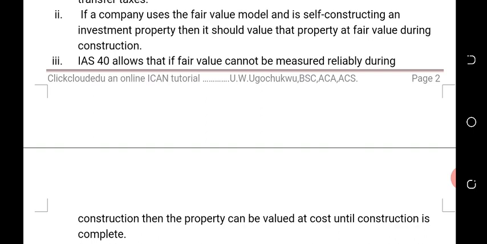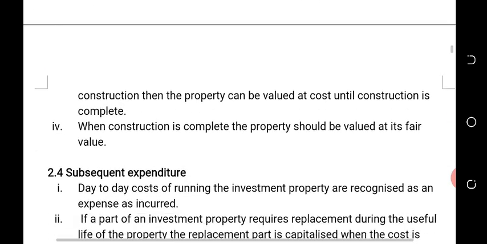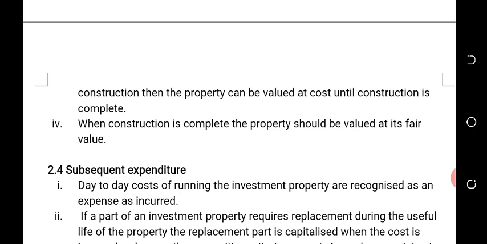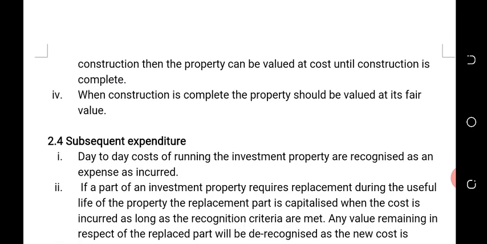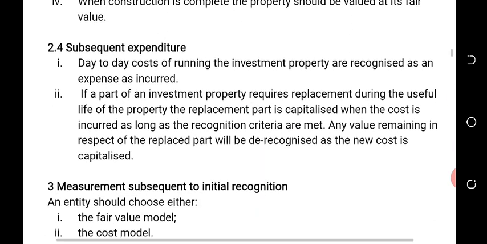IAS 40 allows that if fair value cannot be measured reliably during construction, then the property can be valued at cost until construction is completed. So if the company cannot ascertain the fair value during construction, then they should wait until the end of construction and then ascertain the fair value of that property. Number four, when construction is complete, the property should be valued at its what? Fair value, at its fair value.